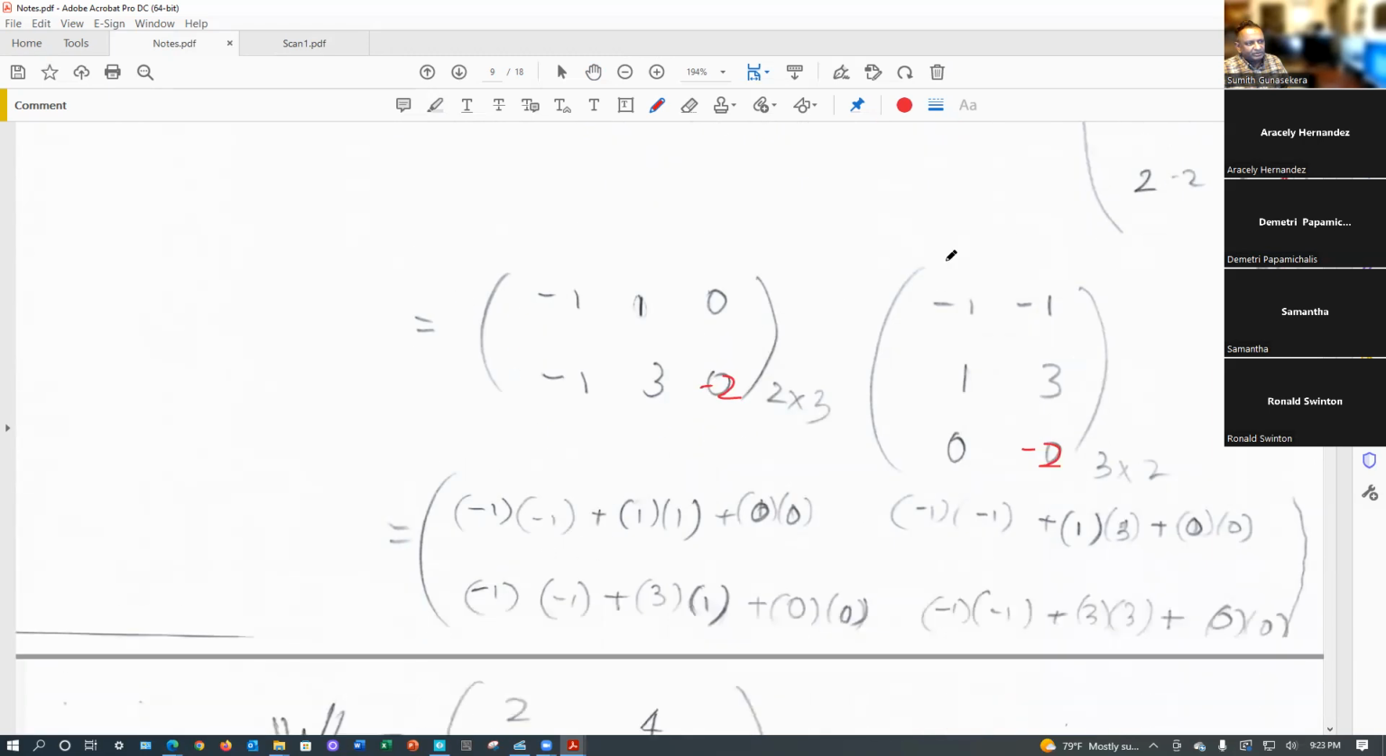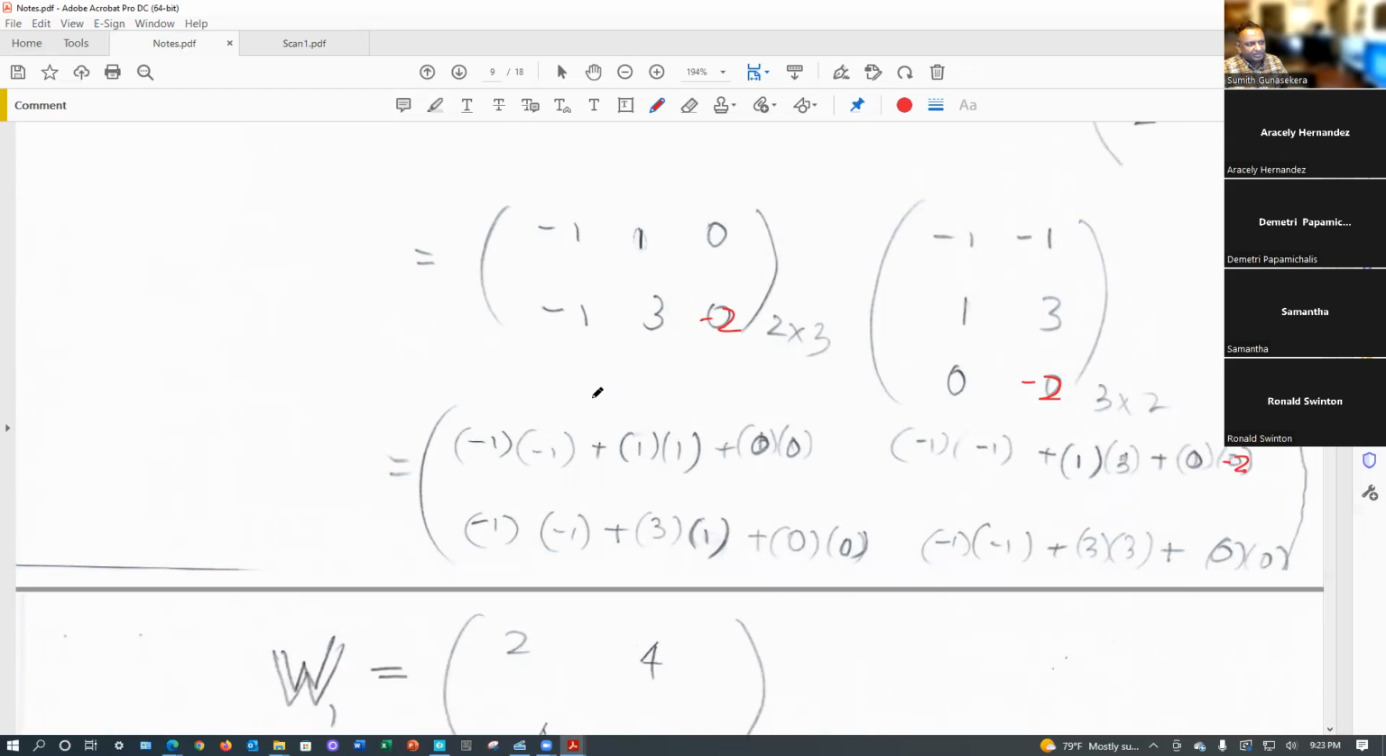Then I'm going to build up first row, first column. This one to this one, this one to this one, this one to this one. First row, second column. This one negative 2. First row, second column. Then this one. First row, first column. This one to this one. Negative 1 to negative 1, 3 to positive 1, negative 2 to 0.